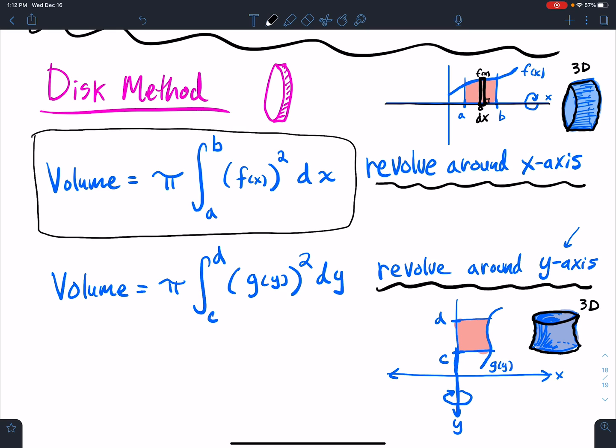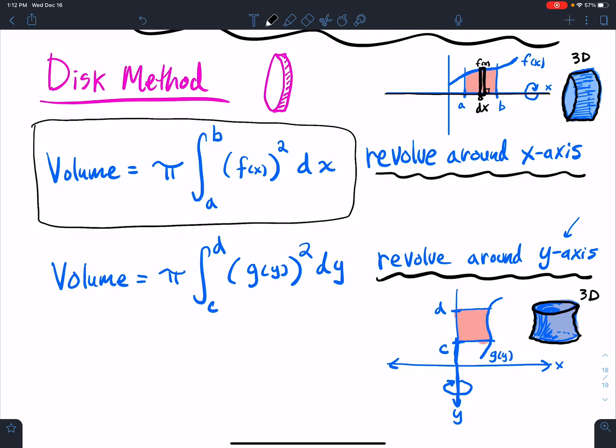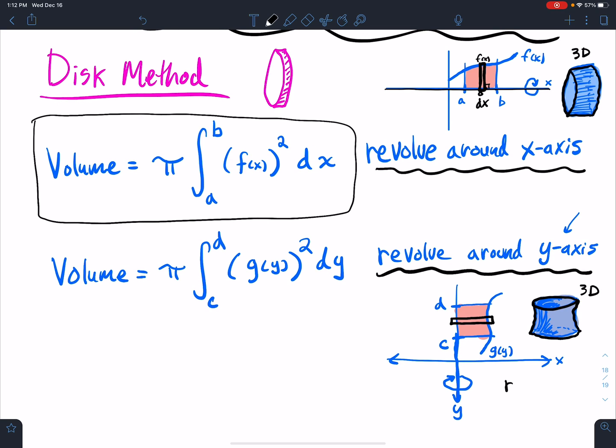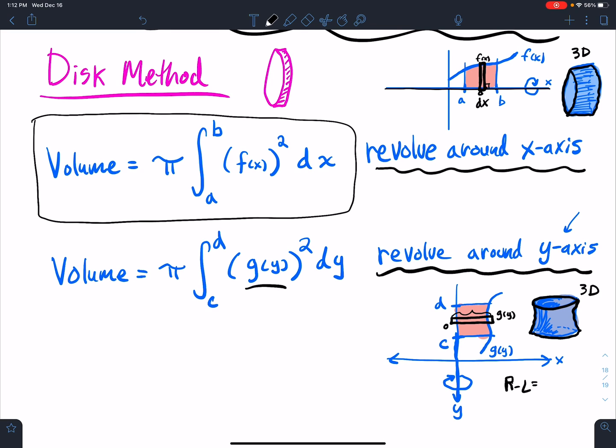All right. So to be perpendicular here to the y-axis, I need rectangles that are dy oriented, okay? And then once again, the distance, for your dy, remember it's the right minus left scenario, okay? So the right minus left scenario gets you that distance here. So that's that g of y minus the x equals 0. So that's why it's just g of y, and not g of y minus some number, okay?